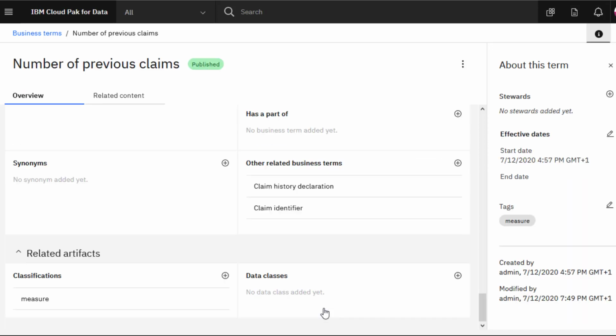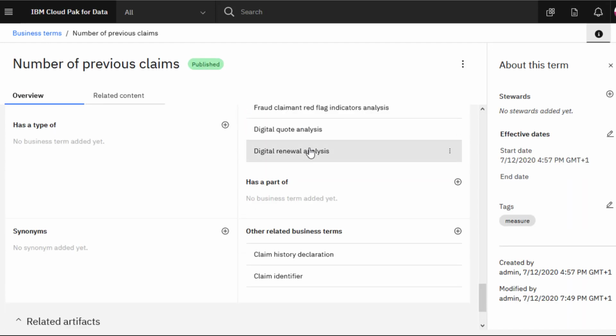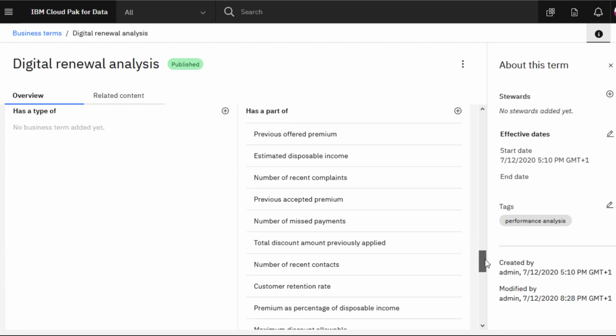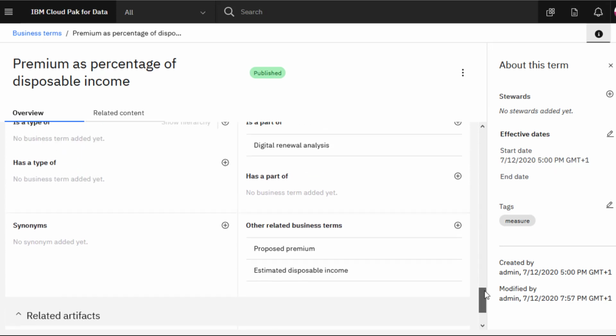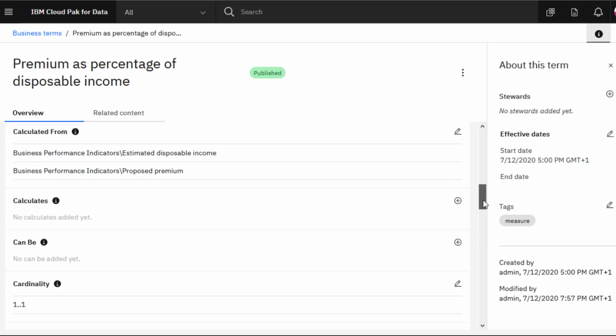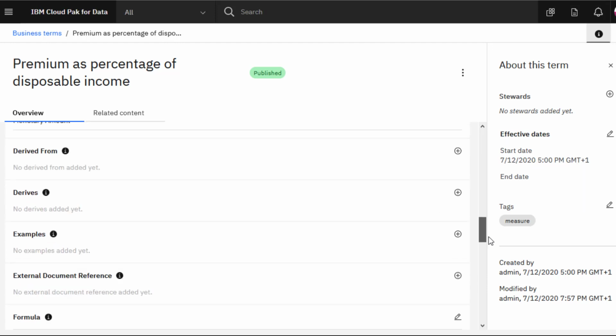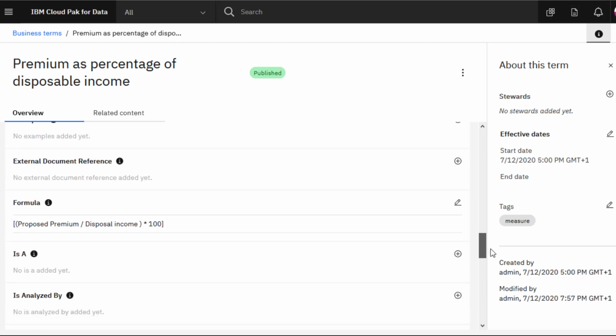Measure terms like number of previous claims, shown here, are derived from the business core vocabulary terms. Alternatively, measures can be calculated from other measures, like the measure term premium as a percentage of disposable income. In such cases, the formula is also populated to outline the calculation itself.